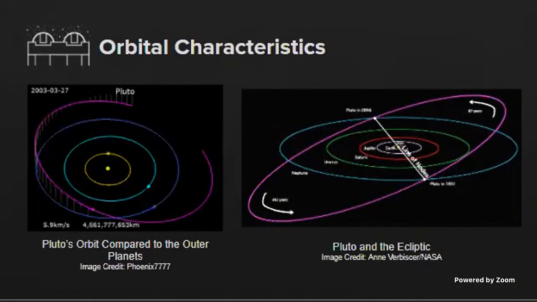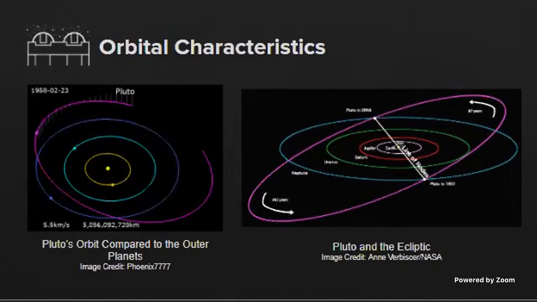Pluto also has an interesting orbit. It takes Pluto about 248 years to orbit the Sun, which means that since its discovery, it has yet to complete one full orbit. Compared to the other planets, which orbit on the flat ecliptic plane, Pluto orbits the Sun at an angle of about 17 degrees to the ecliptic.